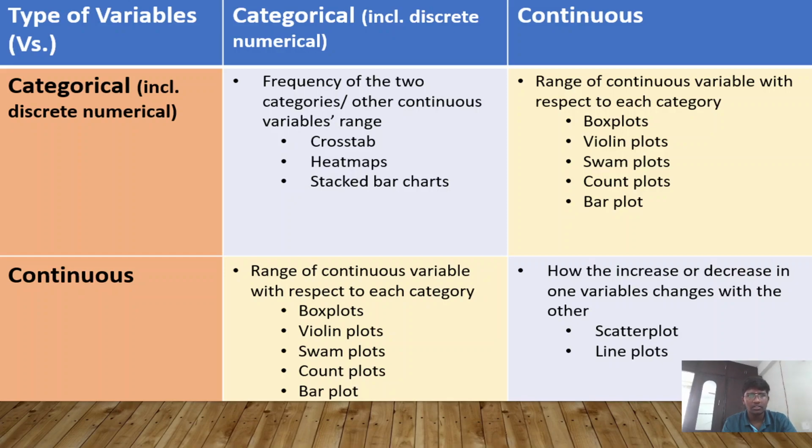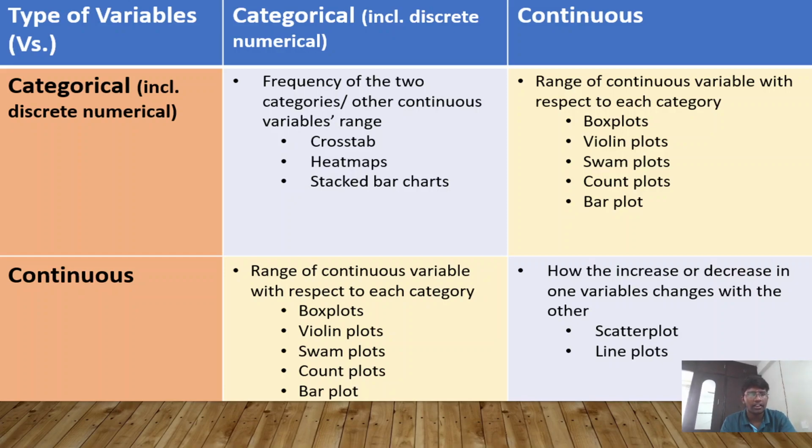This is a table that I have drawn of the multiple relations, like bivariate correlations, like type of variables versus categorical including discrete, numerical, continuous on the left side. Like on the top will be categorical including discrete, numerical and continuous. If a variable consists of categorical to categorical, the frequency of two categories or other continuous variables range, and we use crosstab, heat maps, and stacked bar charts. If the relation is categorical to continuous, there is a wide range of continuous variable with respect to each category, and we are going to use box plot, violin plot, swarm plot, count plot, bar plot.